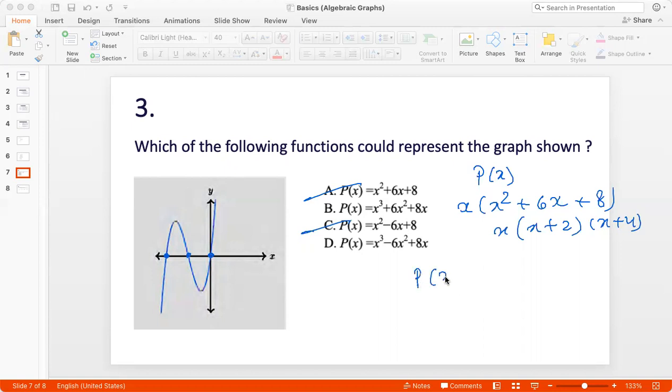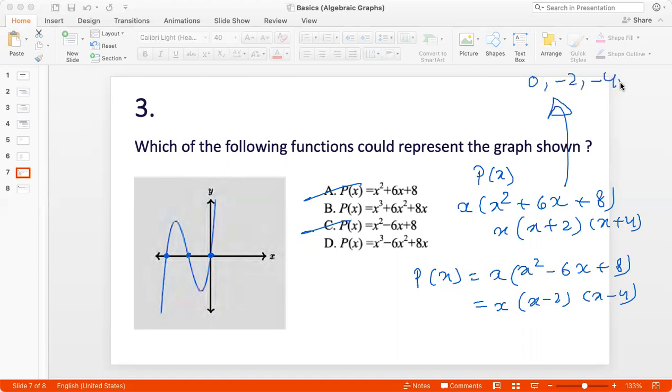And option D gives me x times (x squared minus 6x plus 8), which is x times (x minus 2) into (x minus 4). So for option B, my x-intercepts should be 0, negative 2, and negative 4. And for option D, my x-intercepts should be 0, 2, and 4. And I can see that all the x-intercepts are to the left of 0 on this graph, that is to say, all the x-intercepts are negative. It's on the negative x-axis, which means the right answer should be option B, not option D.